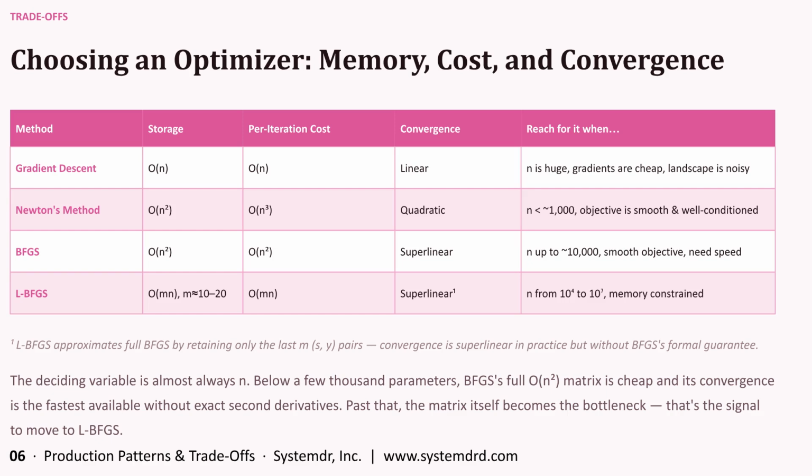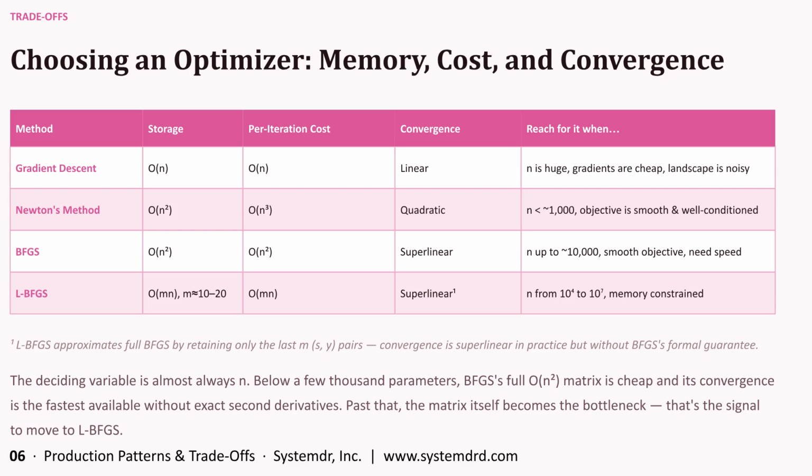Quadratic convergence, but O(n^3) per iteration. Realistic only below about 1,000 parameters. BFGS sits in the middle. O(n^2) storage and cost, superlinear convergence, practical up to roughly 10,000 parameters. And LBFGS is the escape hatch from BFGS's storage wall.